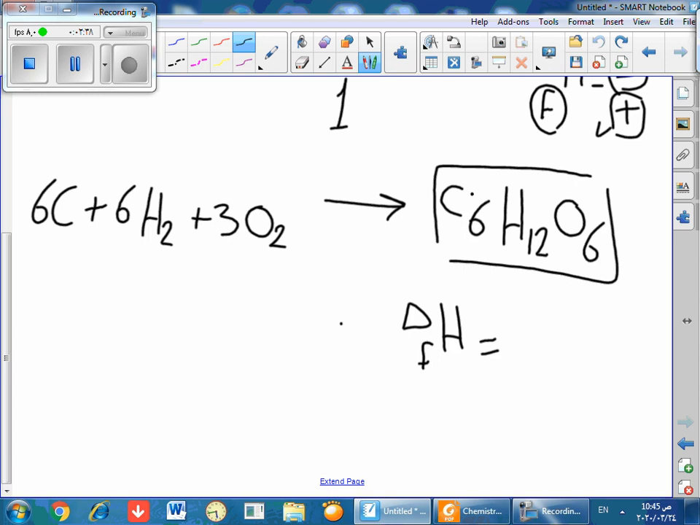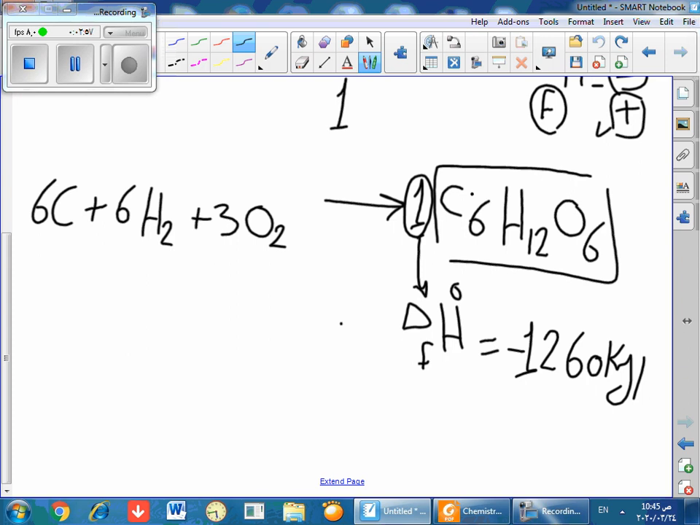Equal negative 1260 kilojoule per mole. This is for 1 mole. So this heat is called standard heat of formation. The standard heat is heat combined to formation of 1 mole only. Okay. This amount of heat of formation of glucose is also the heat content of glucose.